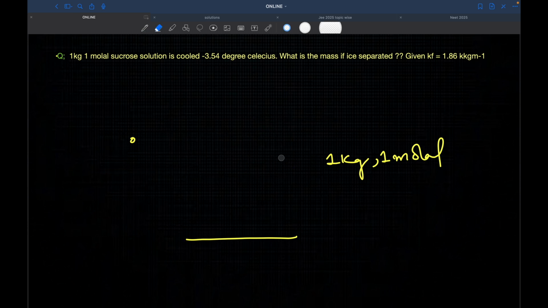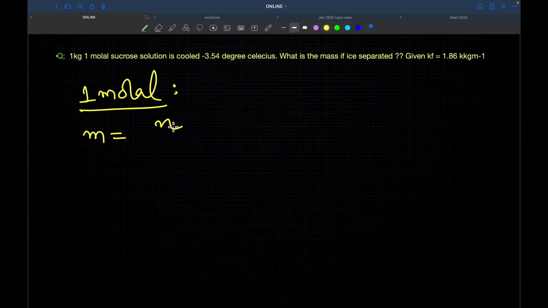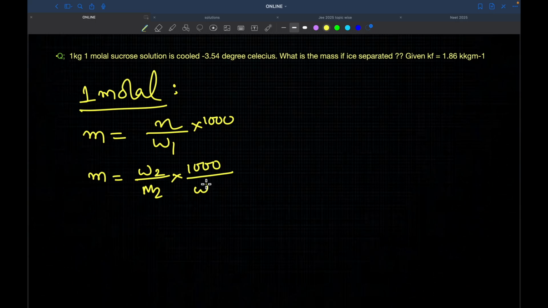So how do you do it? First we should write what is a 1 molal solution. What is the meaning of a 1 molal solution? I use the molality formula. Molality equals n by W1, this is the formula, right? So n by W1, or n times 1000 by W1, or molality equals W2 by M2 into 1000 by W1.